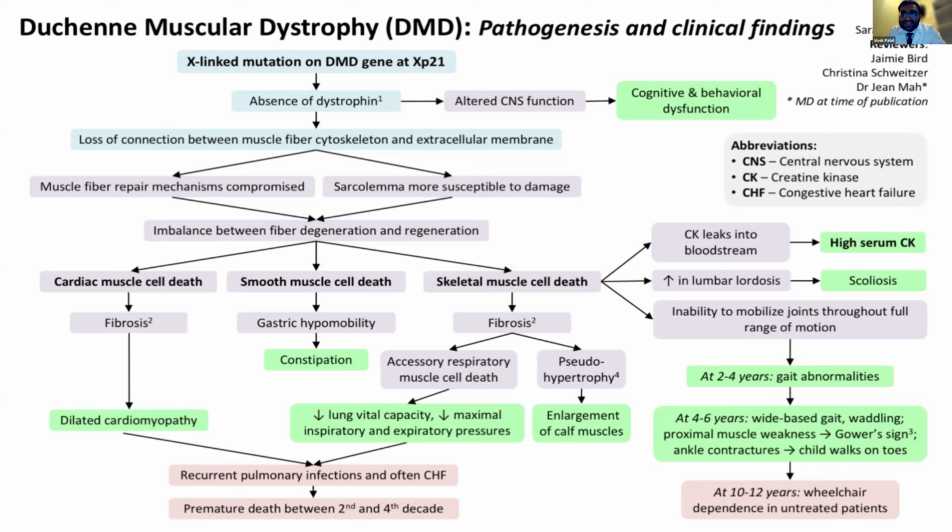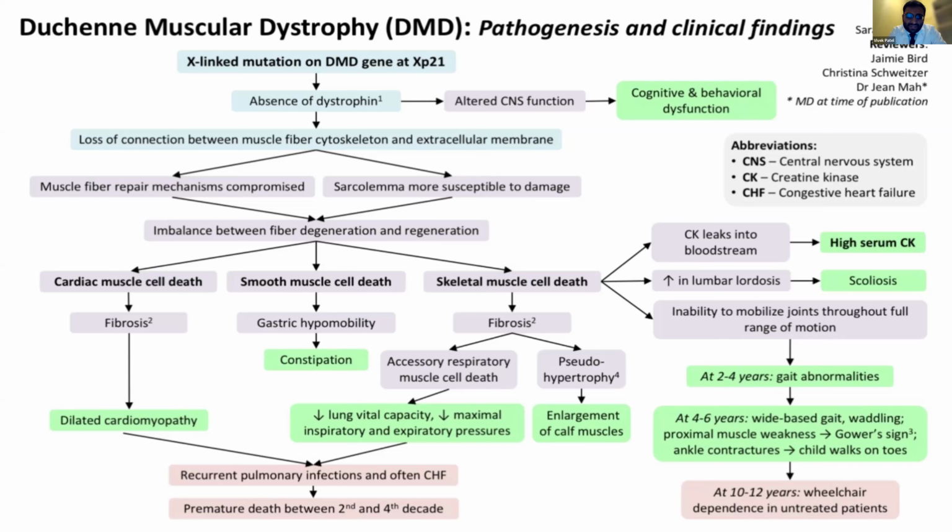And there is weakness in these muscles. So the skeletal muscle involvement leads to increased levels of creatine kinase, and this is one of the major tests used for diagnosing dystrophinopathy. The skeletal muscle involvement also leads to exaggeration of the lumbar lordosis, which can give rise to scoliotic spine. And it also affects the mobility of the joints, causing restriction of the range of motion.